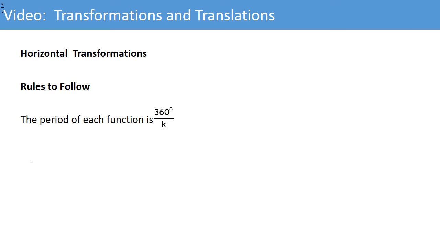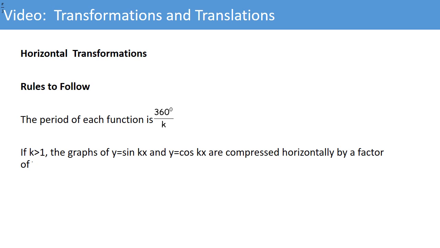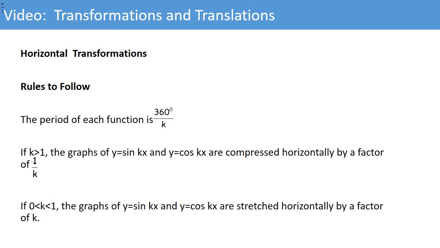Rules to follow. The formula, period equals 360 degrees divided by k. If k is greater than 1, the graphs y equals sine kx and y equals cos kx are compressed horizontally by a factor of 1 over k. If 0 is less than k, which is less than 1, the graphs of y equals sine kx and y equals cos kx are stretched horizontally by a factor of 1 over k.